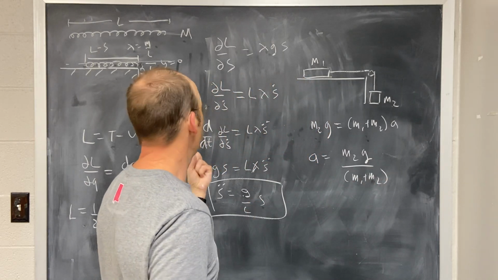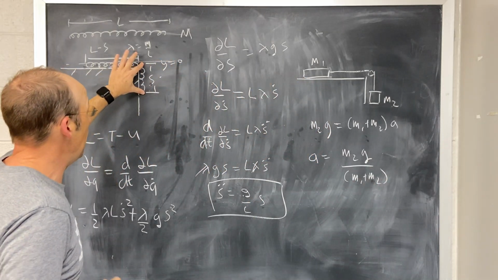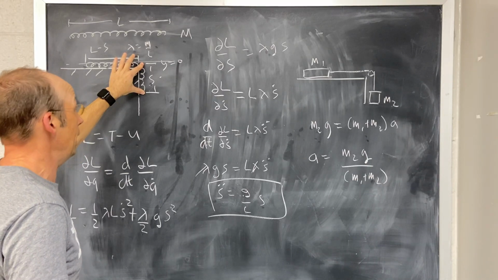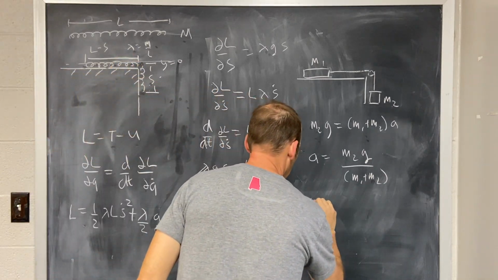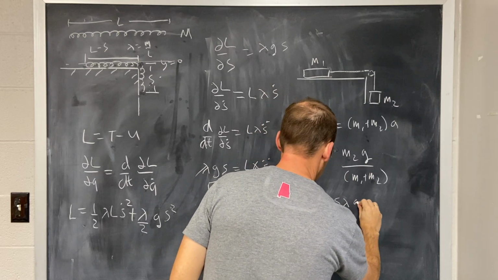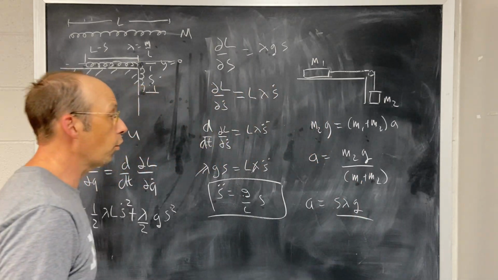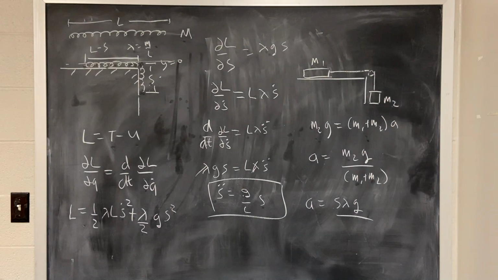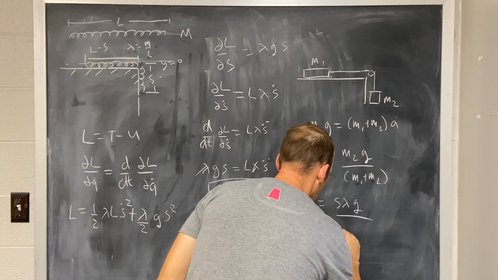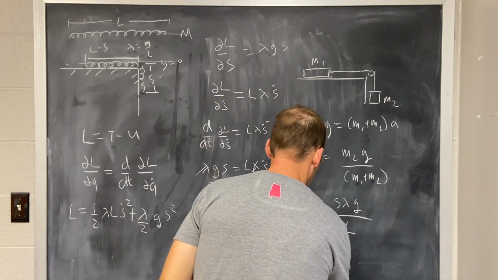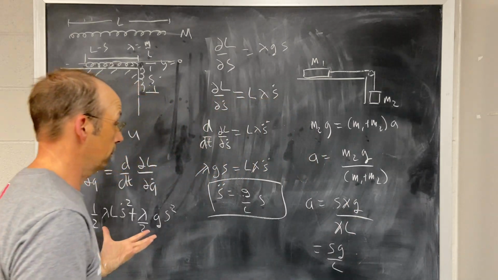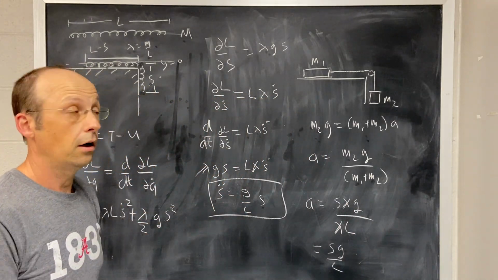Now I want to get this in terms of this. So if I have an amount s hanging over, then what would this m2 piece be? It would be s times lambda. So I can say a equals s times lambda times g. And then what's the total mass? The total mass is going to be lambda times L. So I get s g over L. Same thing. That's the acceleration, so that's legitimate.